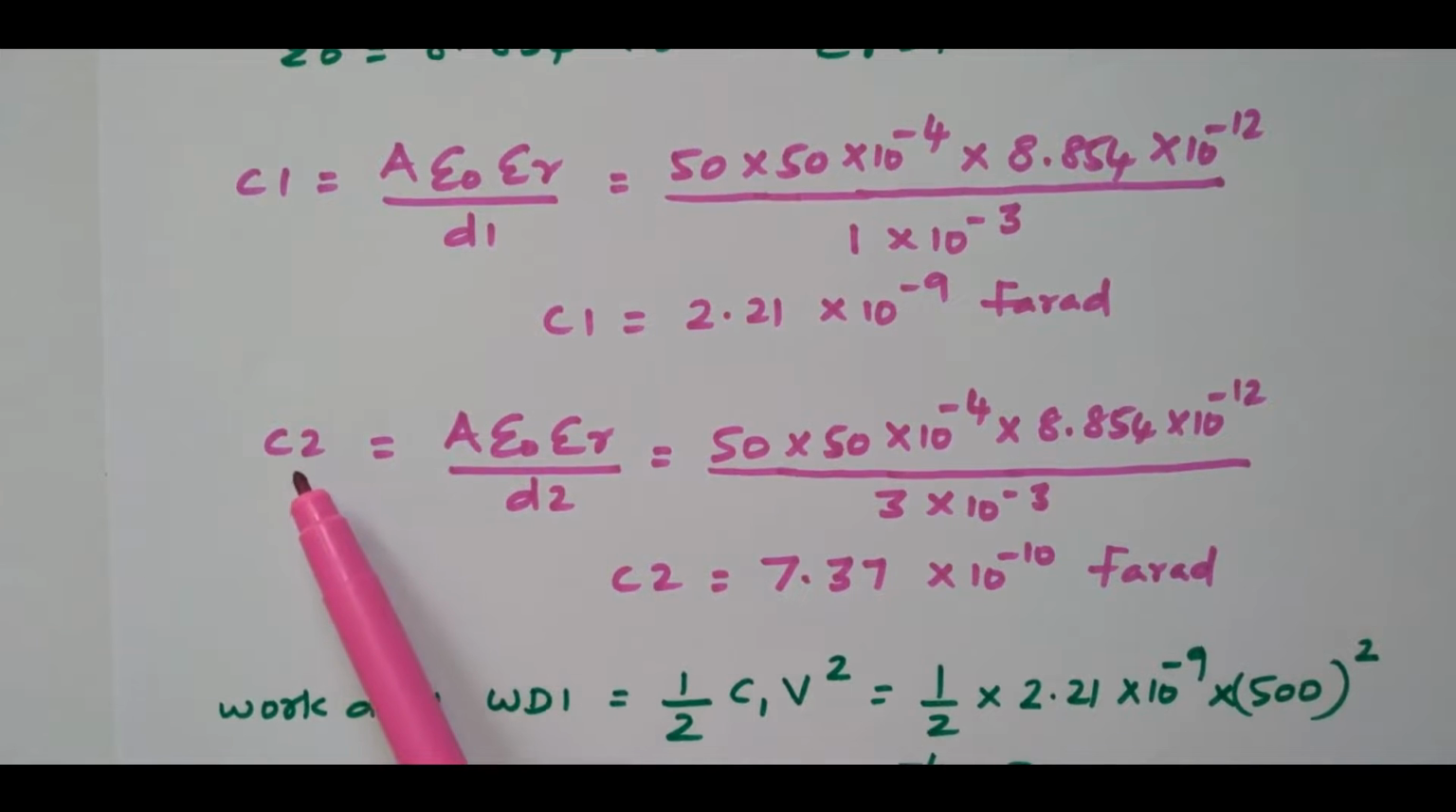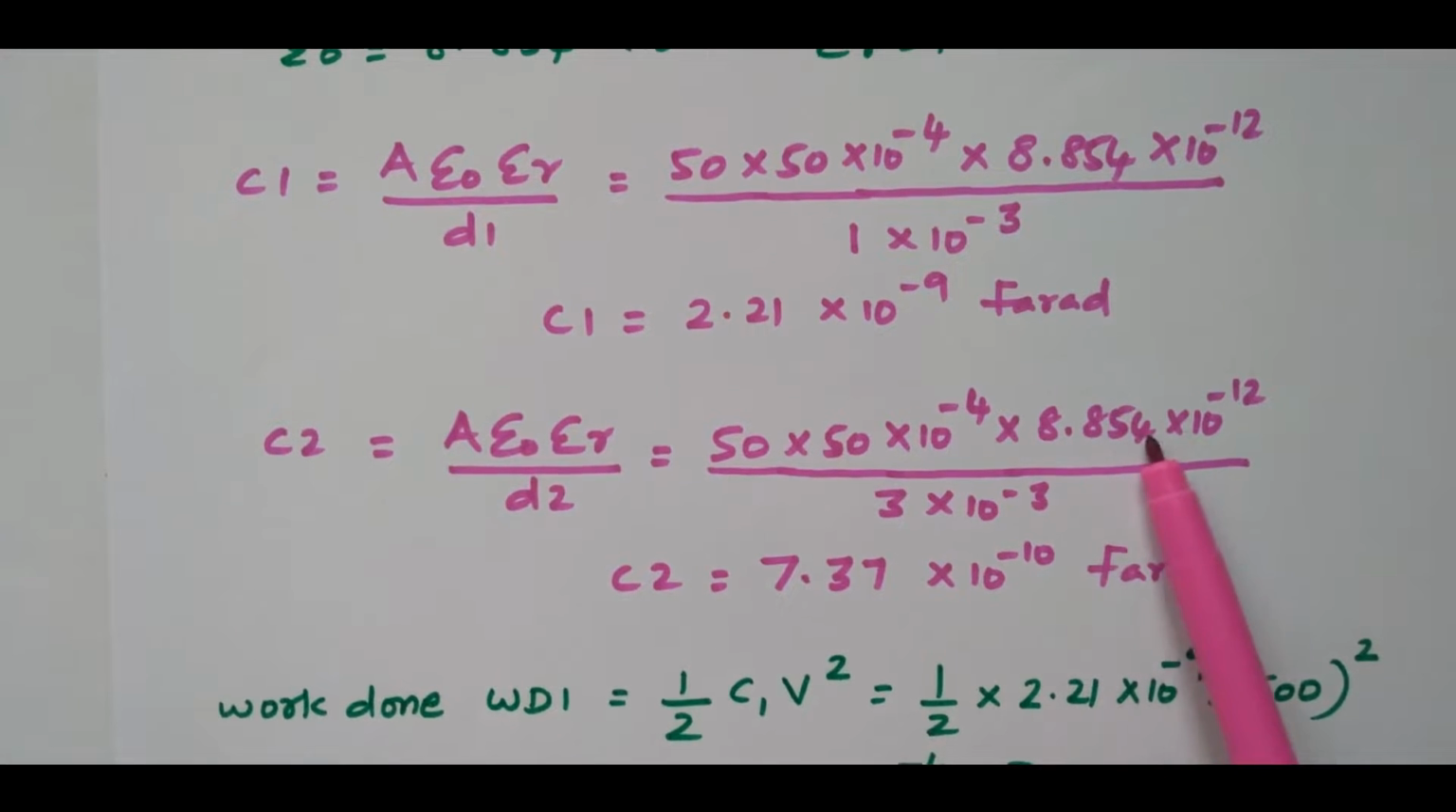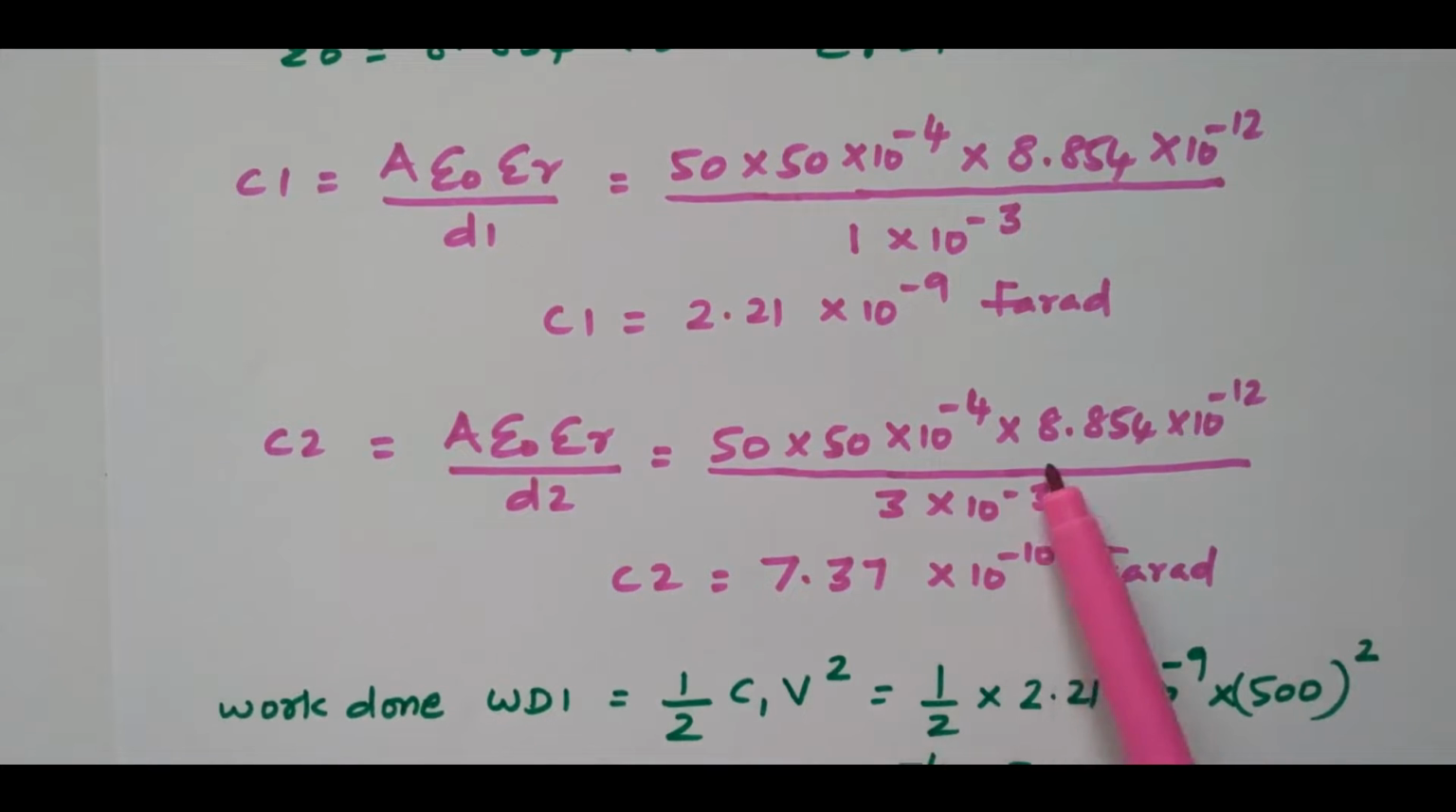When it is 3 millimeter, it will be C2, A epsilon naught epsilon r divided by D2. The area is 50 into 50 into 10 to the power minus 4. Epsilon naught is 8.854 into 10 to the power minus 12. The D2 value is now 3 millimeter, 3 into 10 to the power minus 3. By simplifying, we got 7.37 into 10 to the power minus 10 farad. Now we got the C1 value and C2 value. By using this we can find the work done for C1 and the work done for C2. The difference between those two will be the net work done.